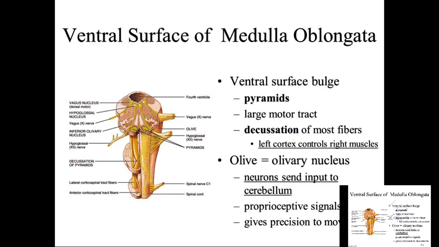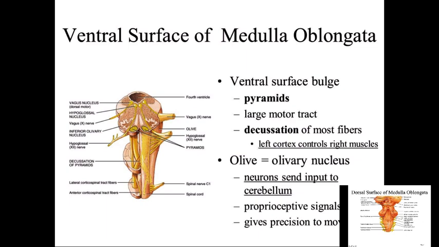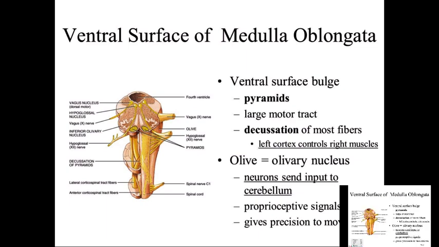The olive, or the olivary nucleus, let's go back here. Sorry about that, folks. The olive, which is right here, this region is going to be sending neurons and input to the cerebellum. It's constantly sending in these proprioceptive signals to give precision movement.